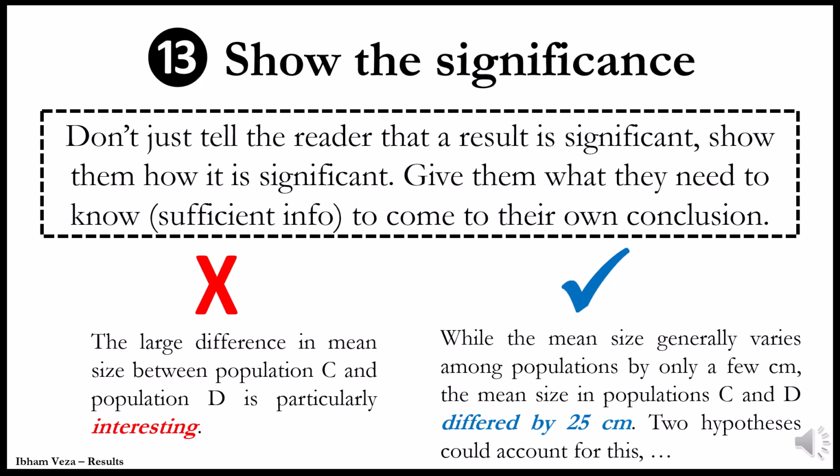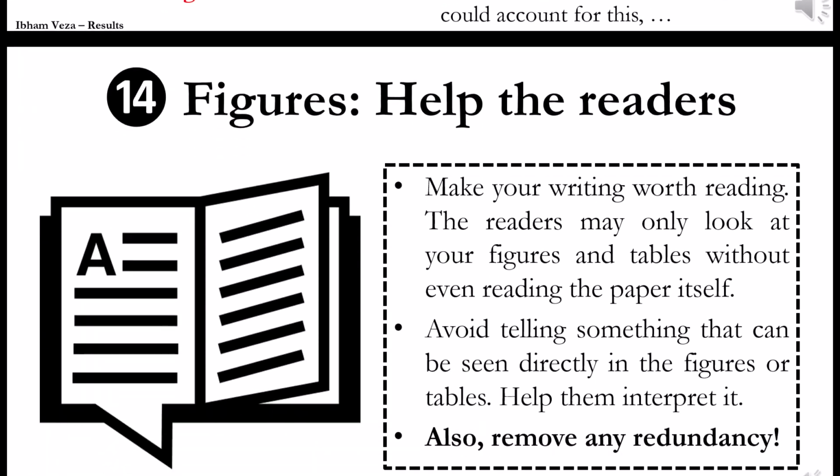Good example, use this. While the mean size generally varies among populations by only a few centimeters, the mean size in populations C and D differed by 25 centimeters. Two hypotheses could account for this. Summary tip. Focus on facts and comparisons, not vague adjectives like interesting, to make your results meaningful.